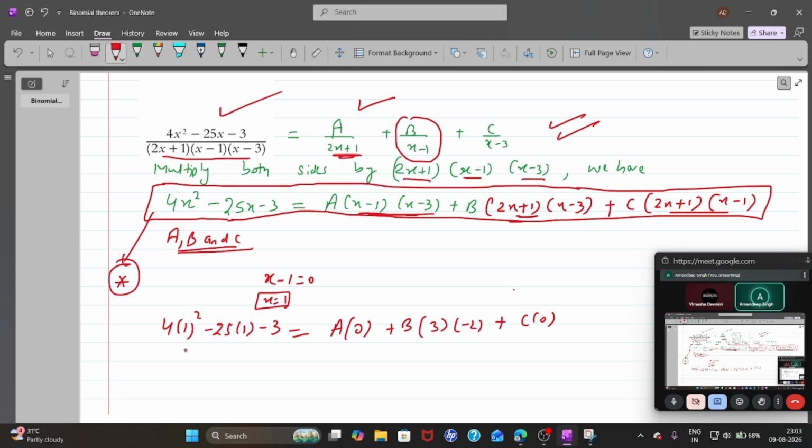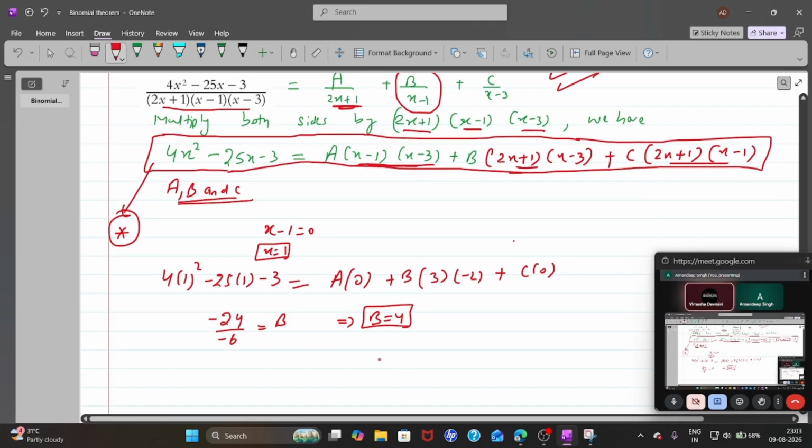So then overall, what will I get? 4 minus 25 minus 3, so it is minus 24. Divide by minus 6. So B is equal to 4, right? B is equal to 4, I will get.